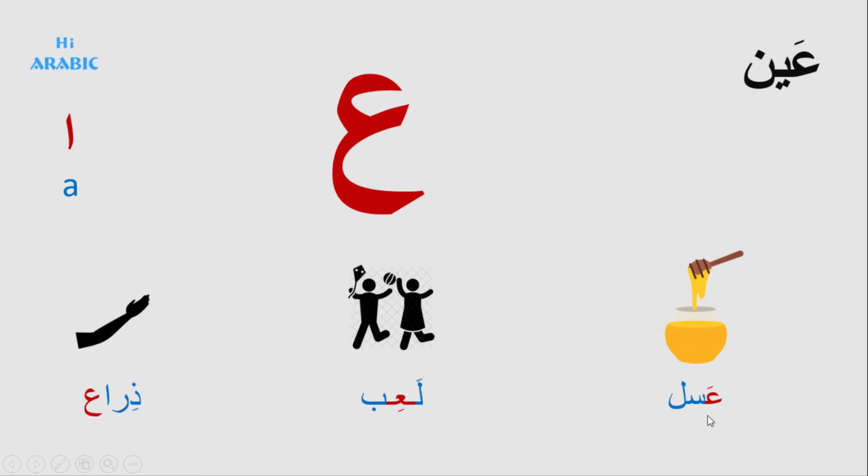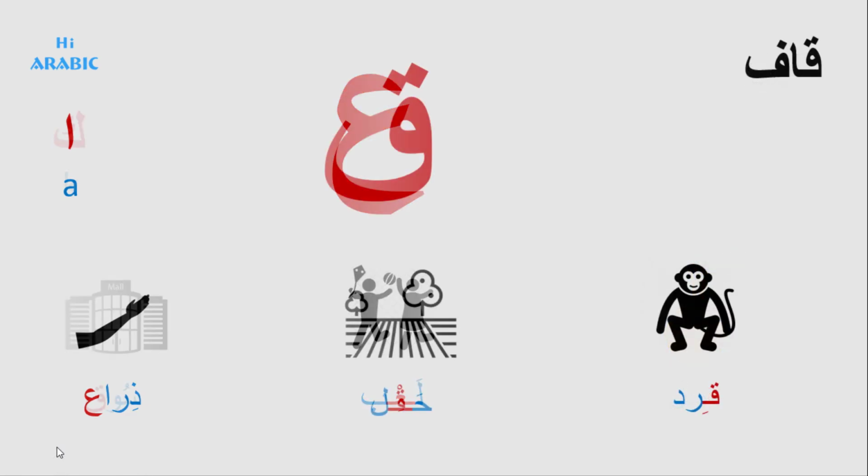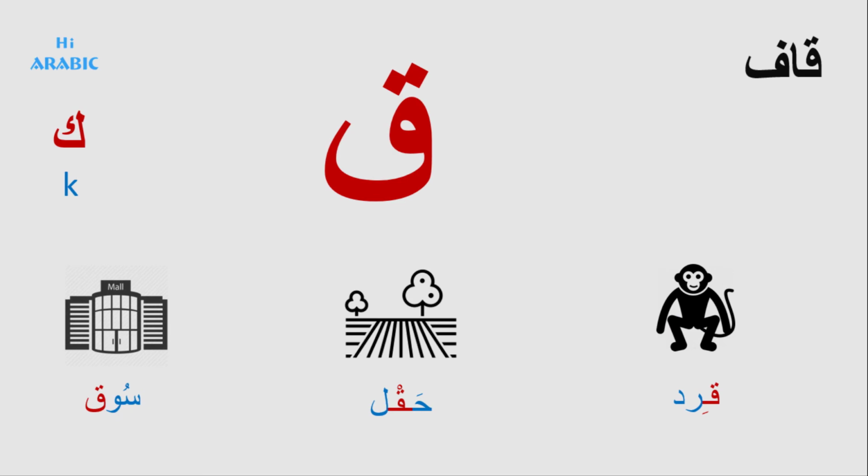عسل, لعب, ذراع. Okay. And now the last letter, قاف. The قاف letter is making the sound ق, ق. And the confusing letter is كاف, and makes the sound ك. So we have ق, ق, ك, ك. Listen carefully. ق, ق, ك, ك. Okay. And both of them are plosive sounds.